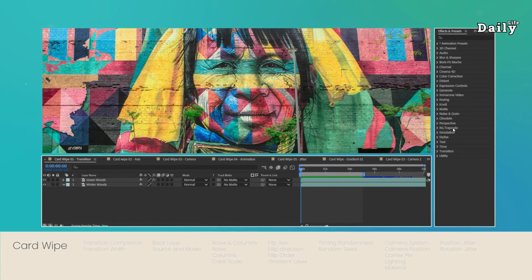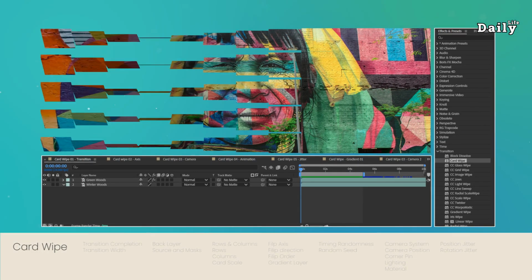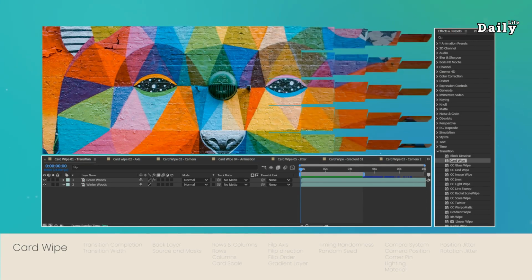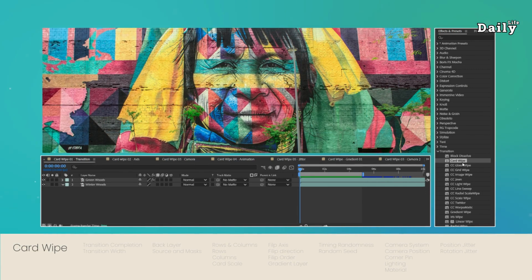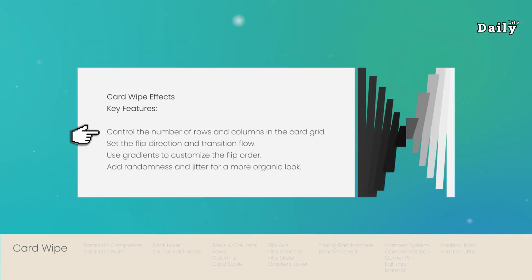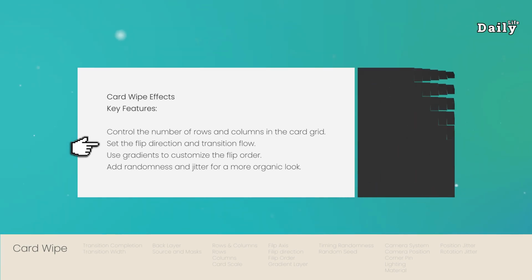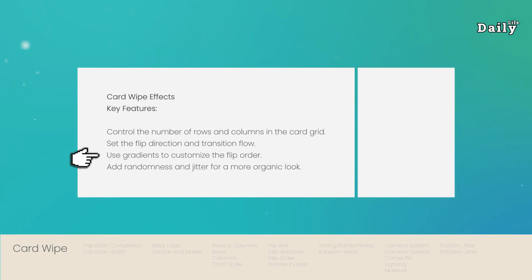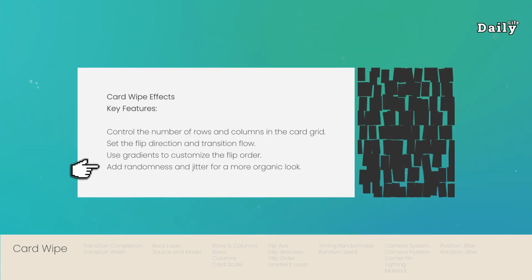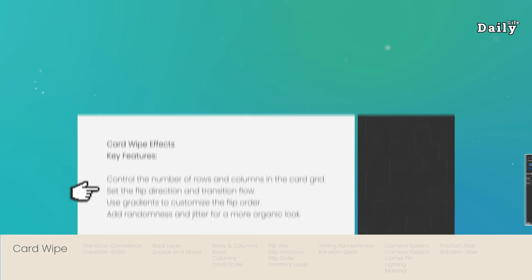Open the transition effects section and let's explore the card wipe effect. This effect simulates a grid of cards flipping to reveal a new layer, perfect for creating dynamic and engaging transitions. Key features: control the number of rows and columns in the card grid. Set the flip direction and transition flow. Use gradients to customize the flip order. Add randomness and jitter for a more organic look.